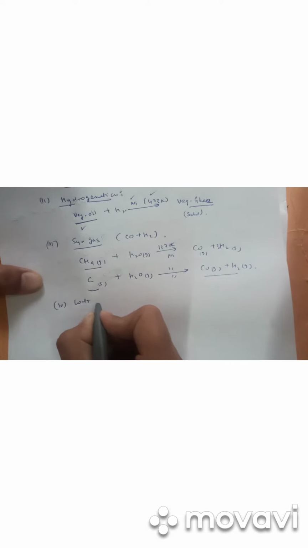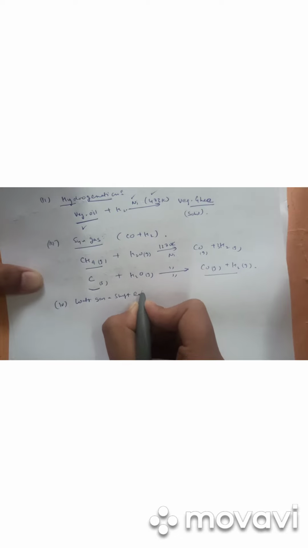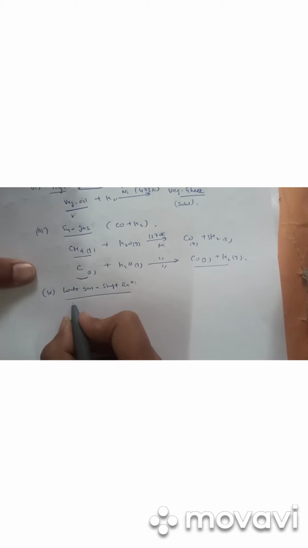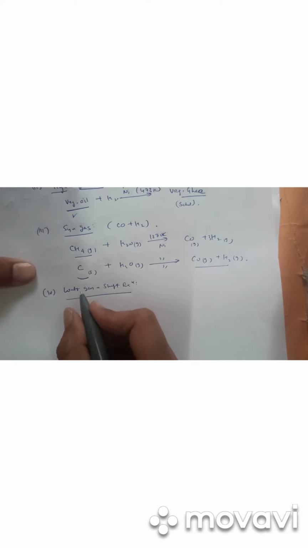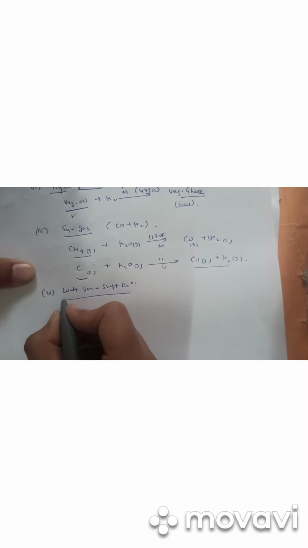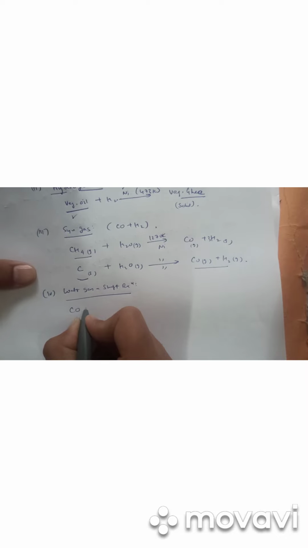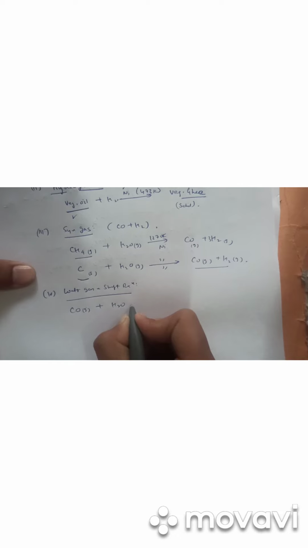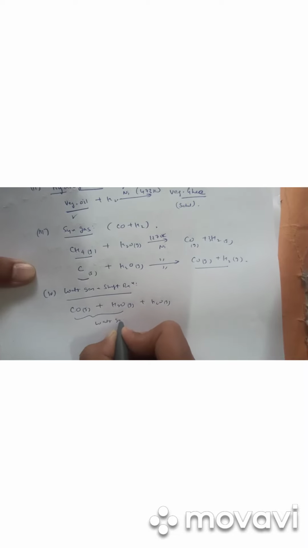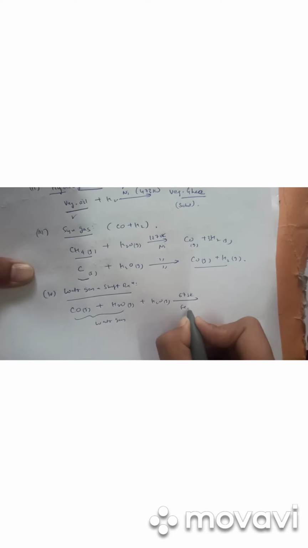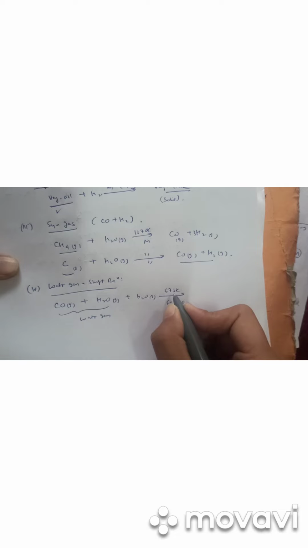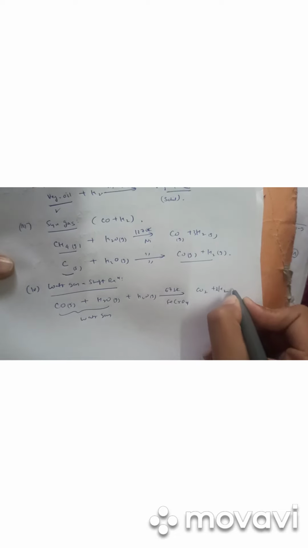Next question is the water gas shift reaction. The amount of hydrogen in the water gas can be further increased by oxidizing the carbon monoxide gas into carbon dioxide. So this carbon monoxide gas is further treated with steam. When we treat it with steam under the condition of temperature and catalyst, it gives rise to carbon dioxide and a greater amount of hydrogen is released or produced. And this reaction is called the water gas shift reaction.